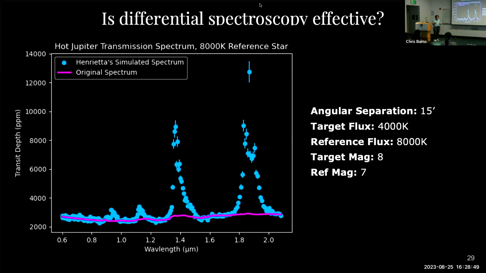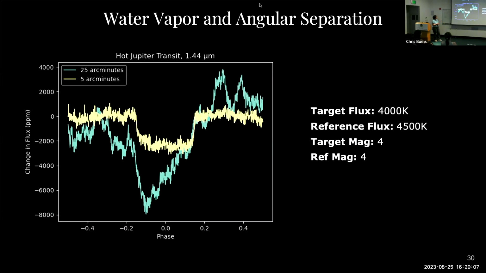And initially, this seems pretty discouraging. It seems like maybe this differential spectroscopy method is maybe not efficient under these conditions. But here we are simulating this at an angular separation on the larger end of Henrietta's capabilities, at 15 arc minutes. And one of the things that we're exploring is that angular separation also has this large impact on how recoverable that exoplanet transit is.